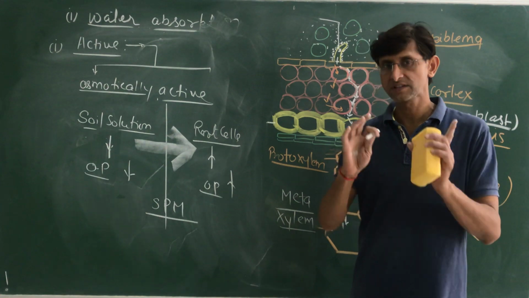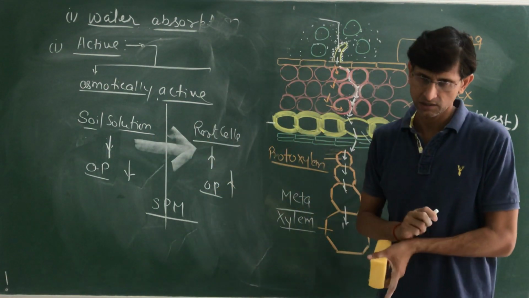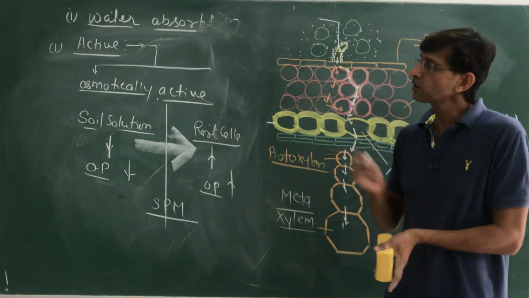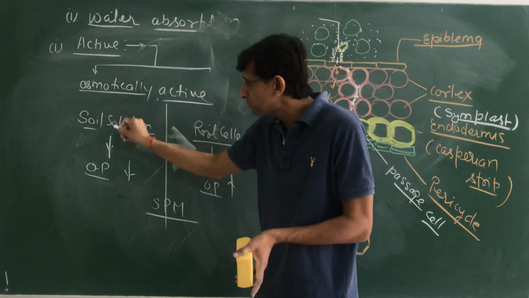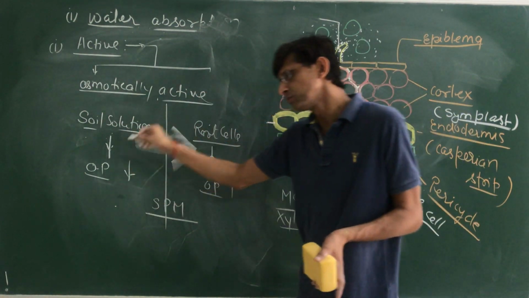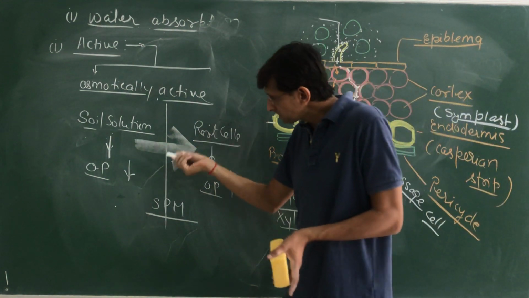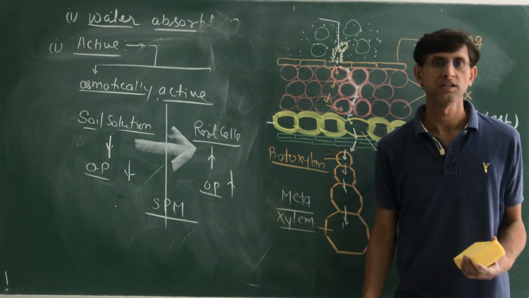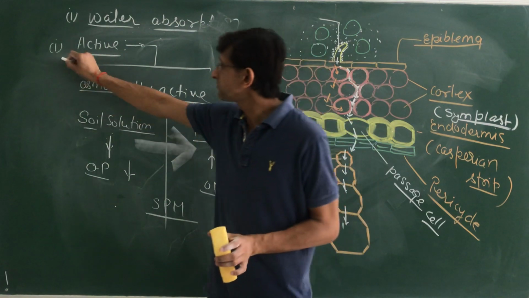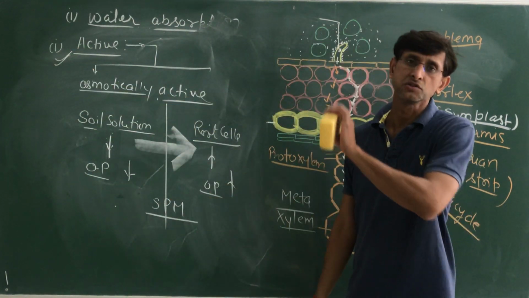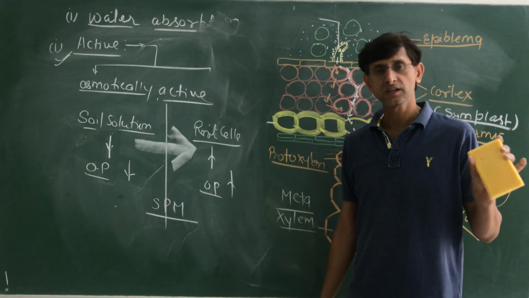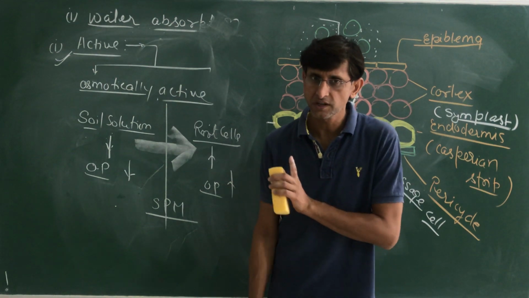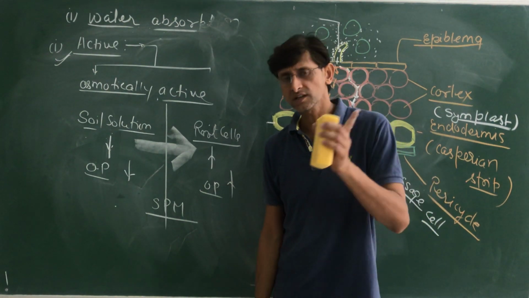Osmotic process always occurs along the concentration gradient. Water always moves from its higher concentration to lower concentration. Water always moves from less solute to more solute, from less OP to more OP. So this is the movement along the concentration gradient, so there is no need of expenditure of any kind of energy. Though we use the term active in this water absorption, here there is no expenditure of metabolic energy. So in osmotically active absorption, there is no expenditure of metabolic energy. Water moves along the concentration gradient.